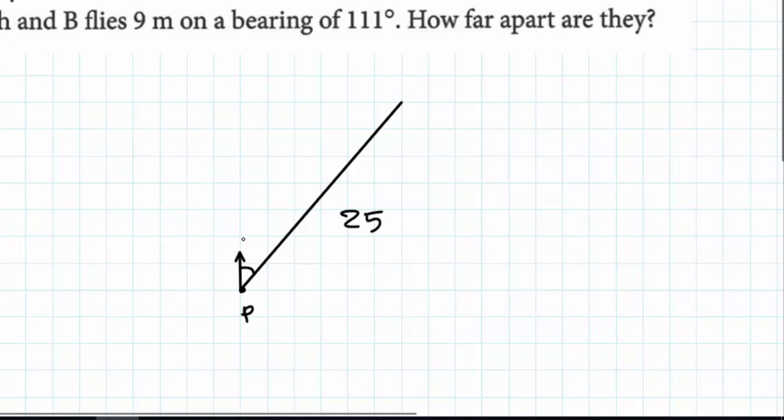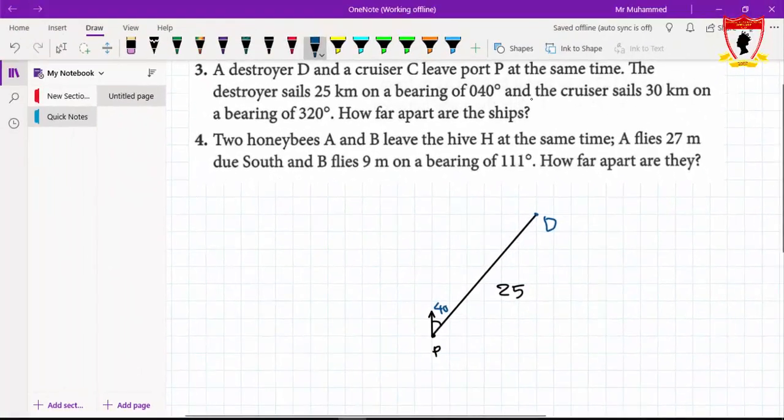As you know, bearing is always clockwise. That's why this 40 degrees is here. This one represents the destroyer. So the destroyer now is here. Here's D. And the cruiser sails 30 kilometers on a bearing of 320 degrees.